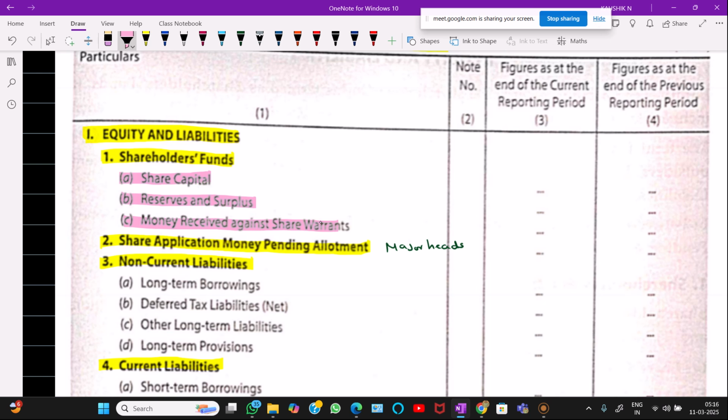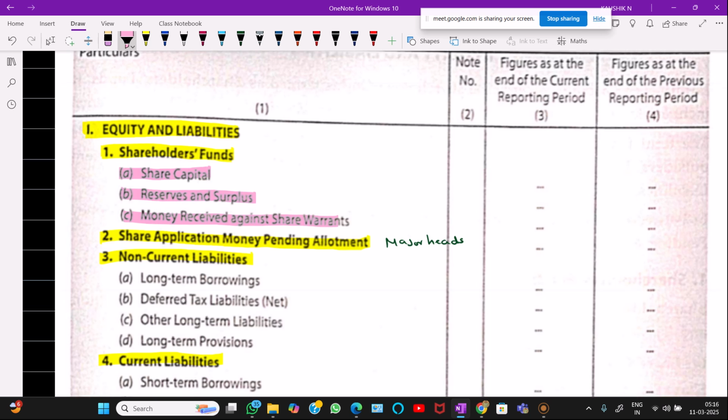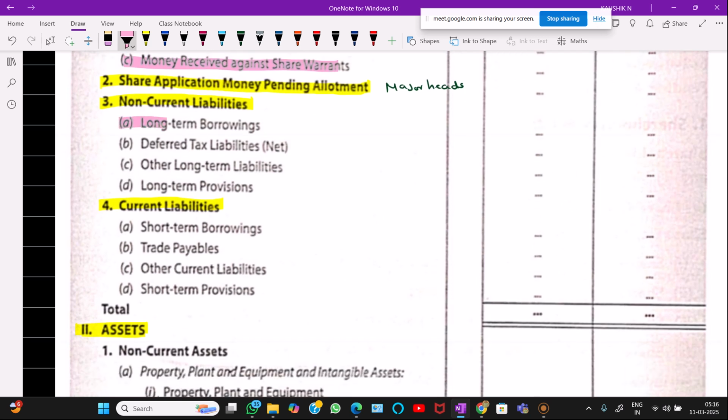This money received against share warrant is not a subhead. Okay, apart from this, everything is a subhead. And here also, the four items we are underlining are subheads. So the items which are underlined in yellow are called major heads. The items which are underlined or highlighted in pink color are called subheads.